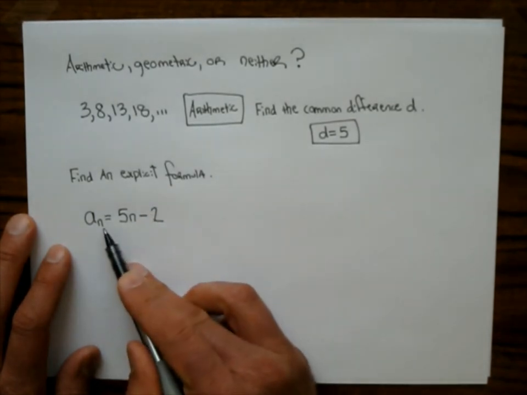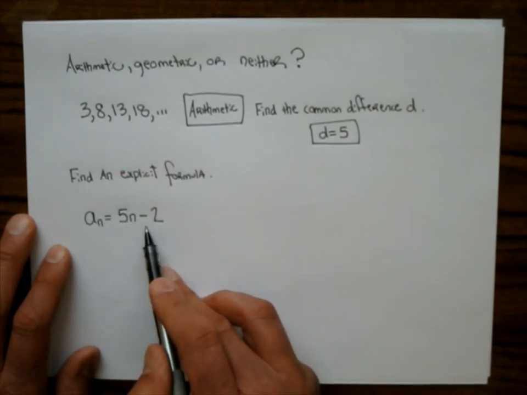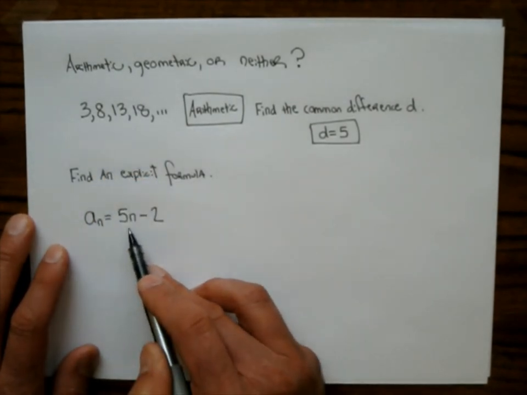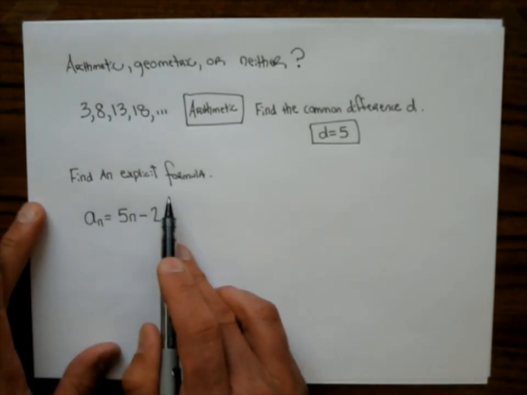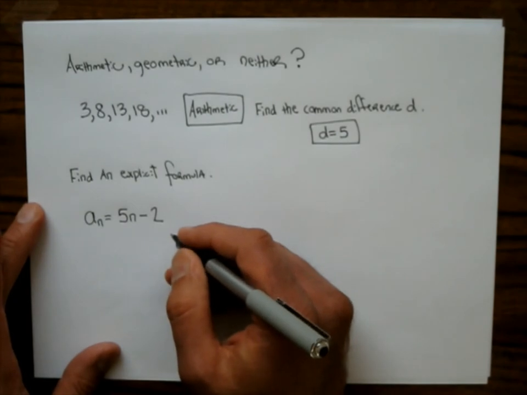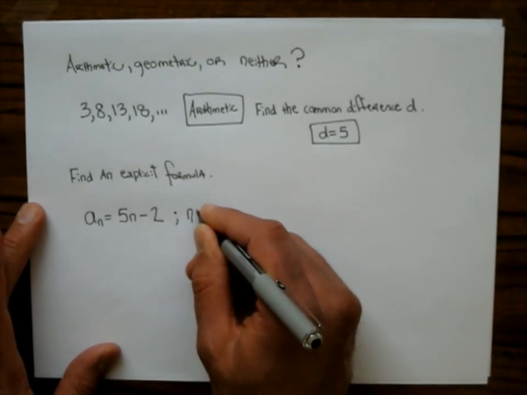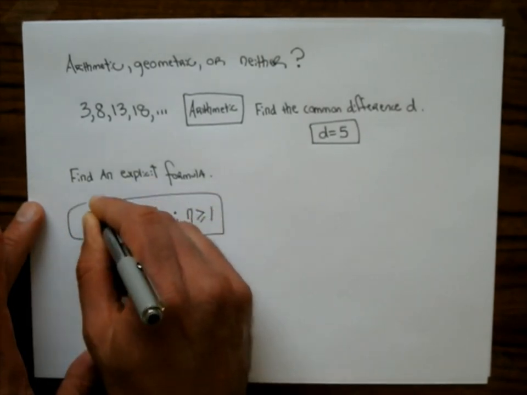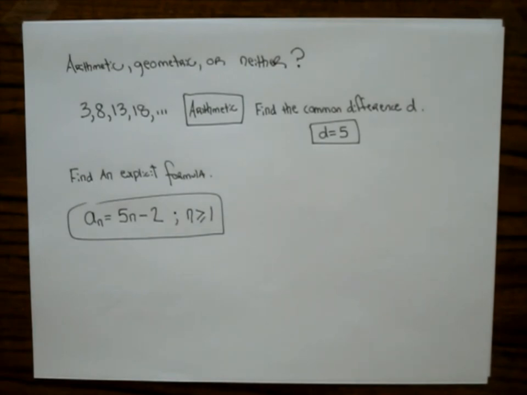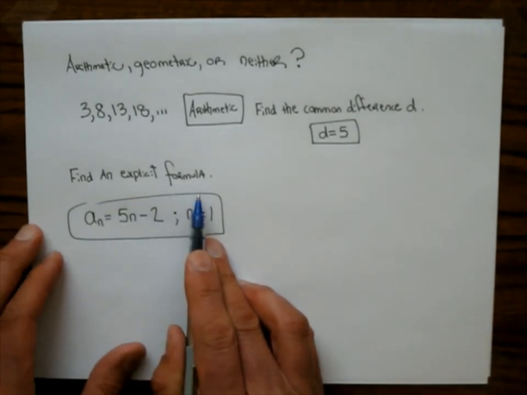Then I'll go ahead and I'll put 1 in there, and I end up getting 3. Put 2 in there, I get 10 minus 2, which is 8. I put 3 in there, I get 15 minus 2. It looks like I'm on the right track. Now, when they ask for an explicit formula, you must also write where your sequence starts at. So n is greater than or equal to 1. And that finishes that follow-up question. So we've already had 2 follow-up questions. Find the common difference. Find an explicit formula.